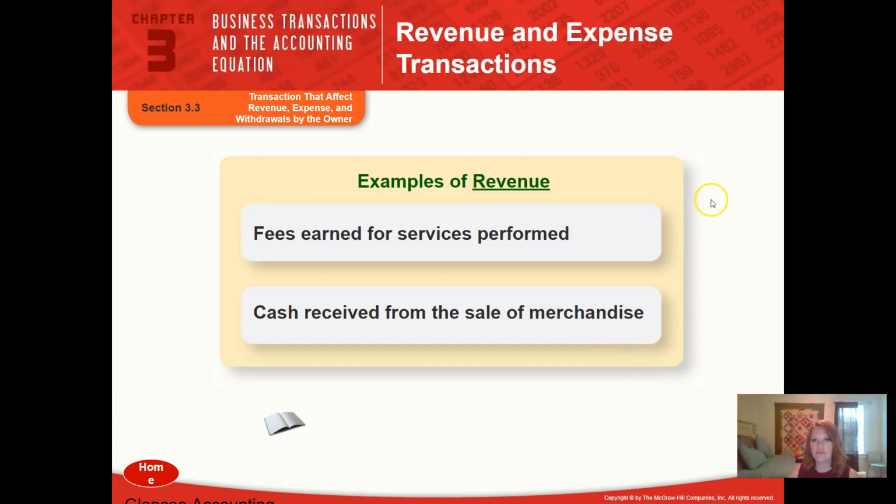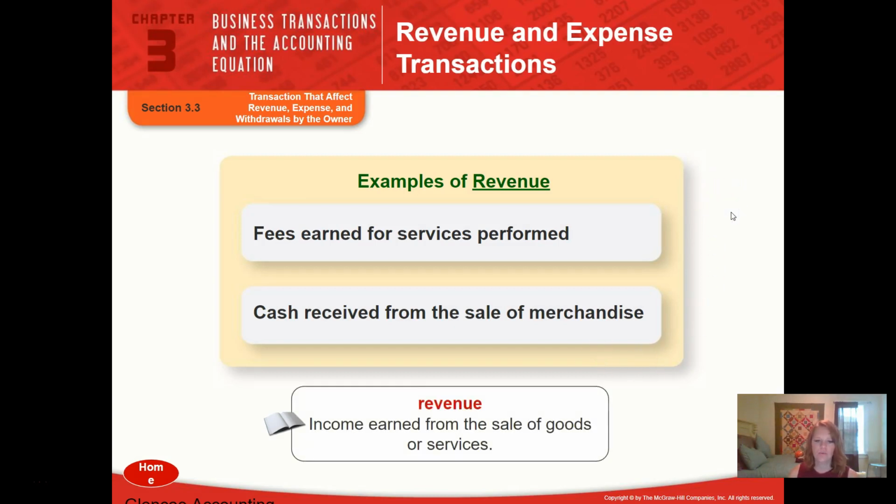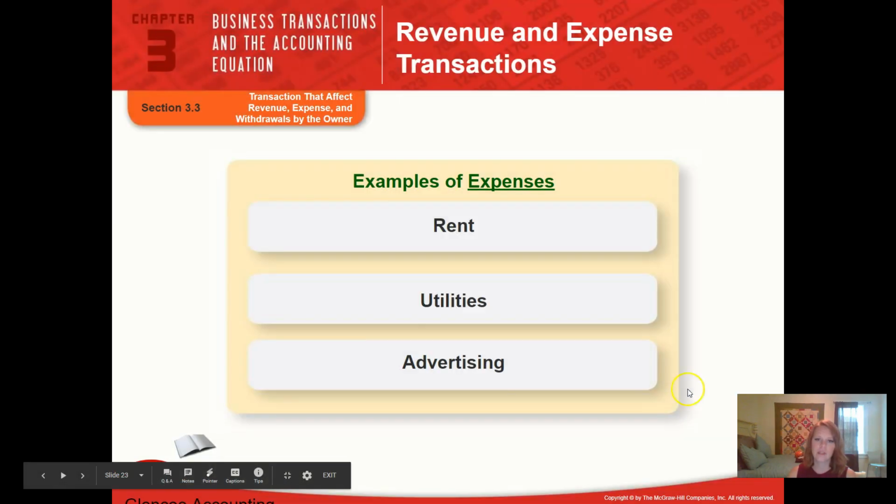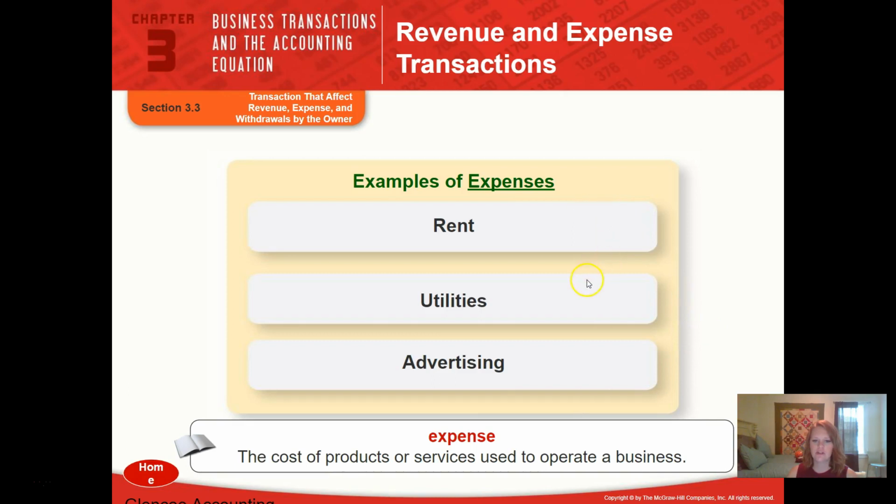So moving into revenue and expense transactions. Revenue is income earned from the sale of goods or services. So this is any time that our company is making money. It could be fees, it could be the sale of merchandise. We start out looking at service businesses. So typically anytime you see the word fees, that means that we are charging somebody a fee to do something and we are making money, which is revenue. Examples of expenses include rent, utilities, advertising. These are just the costs of operating a business.